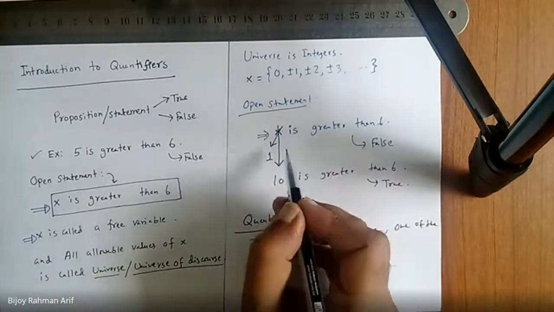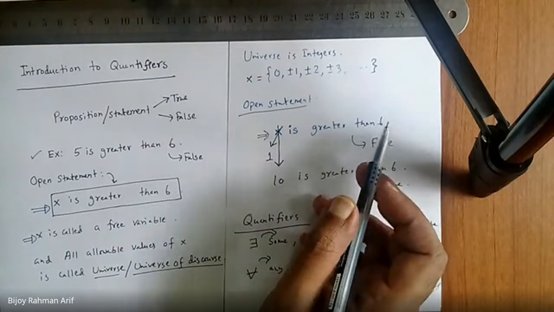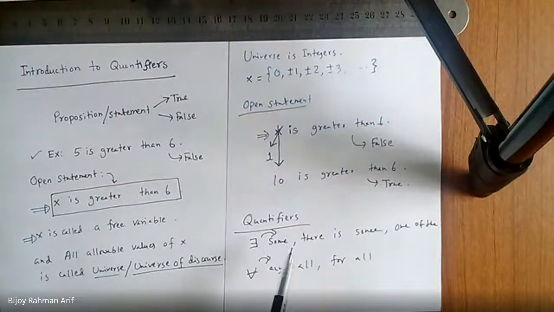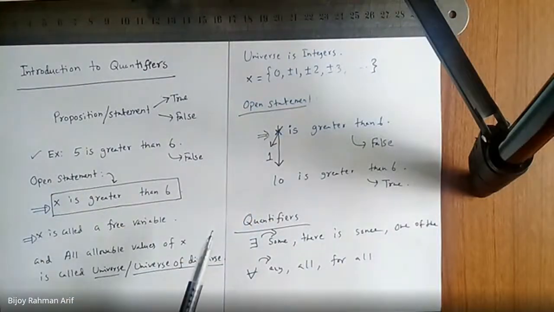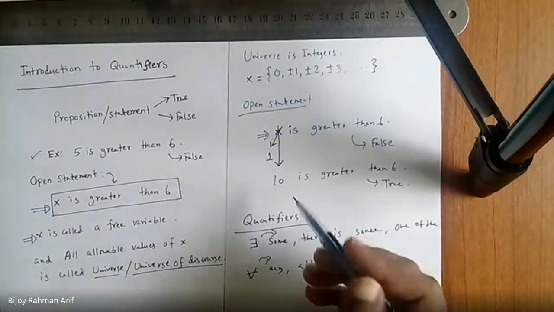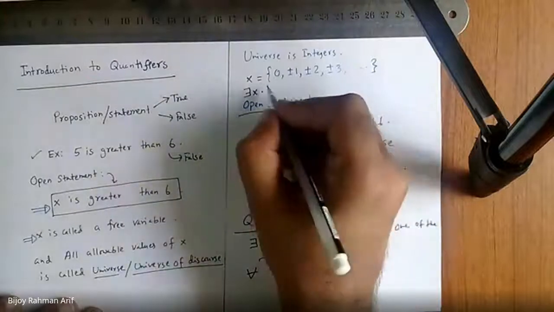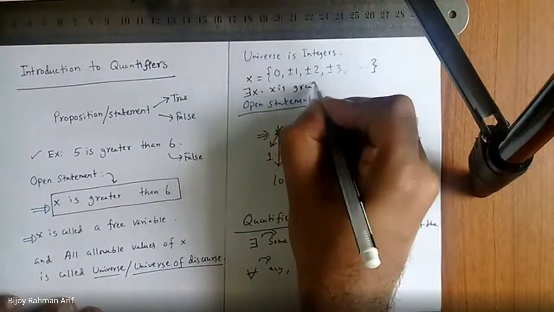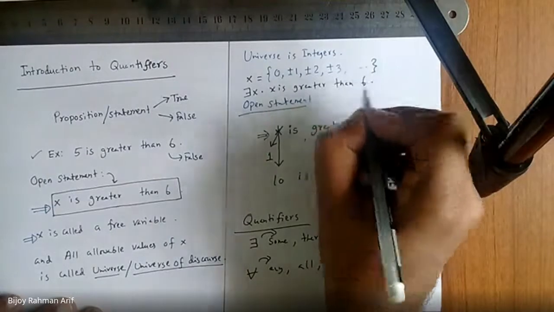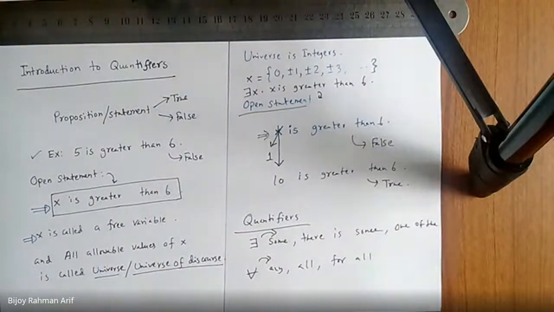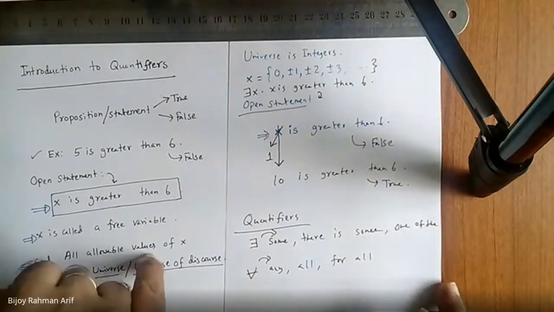Now, if you want to quantify this statement, x is greater than 6, using this universe of integers, how can you quantify? Not for all values of x is this one true. For some values of x, this statement is true. Am I right? Yes, sir. So this open statement can be written this way: some x, x is greater than 6. Did you get it? So this is the quantifier. Is it clear to you what a quantifier is? Yes, sir. Okay.